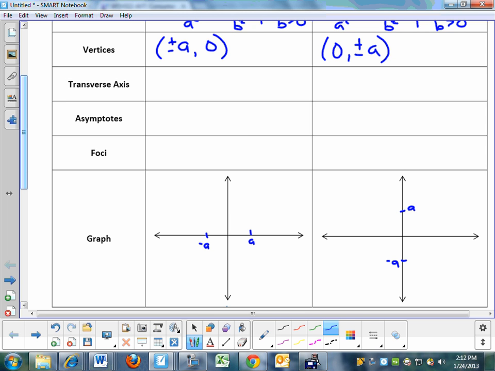So the transverse axis is the distance between the two vertices. Who could tell me the distance between these two points? 2a. Between those two points, 2a. This is horizontal. This is vertical. Beautiful.